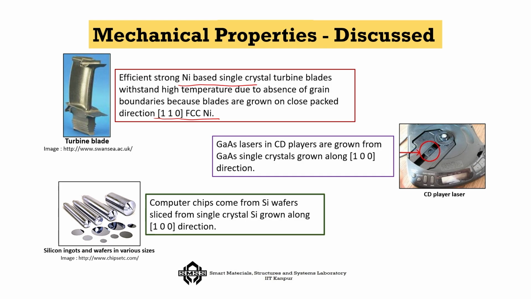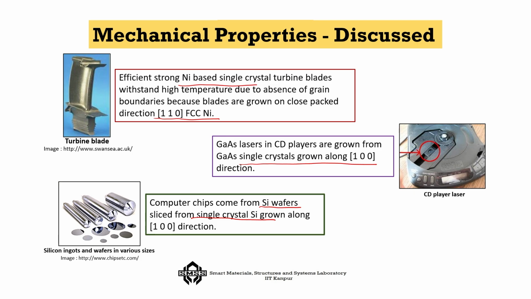Another application is for gallium arsenides, which are used in CD players, for example. They are again grown from single crystals along 100, and that is also important because this system is subjected to a high centrifugal force. So, you have to arrange the crystal direction accordingly to sustain the centrifugal force. And then you think of the computer chips. They come from silicon wafers, which are generally sliced from single crystal silicon grown along the 100 direction.